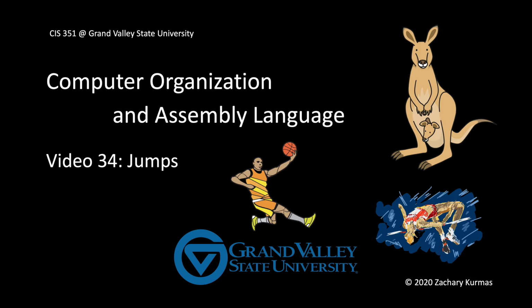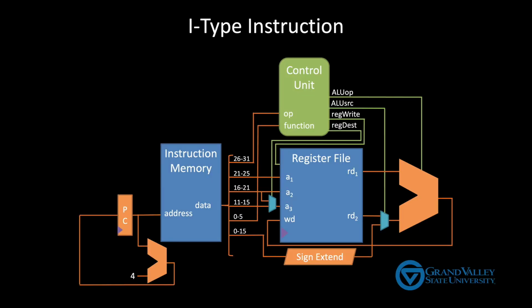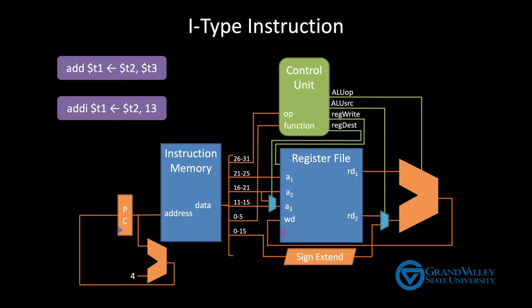Thus far, we've built a CPU that can execute a sequence of arithmetic and logic functions. These instructions can take as input either 2 registers or 1 register and an immediate value. The next thing we need is a means of flow control.